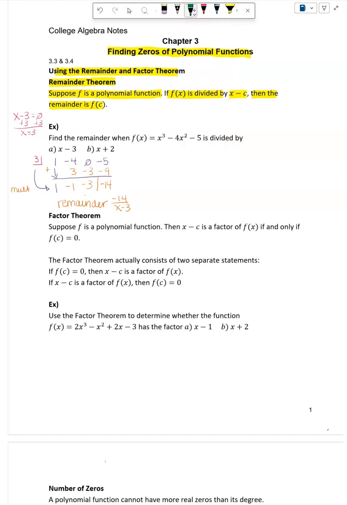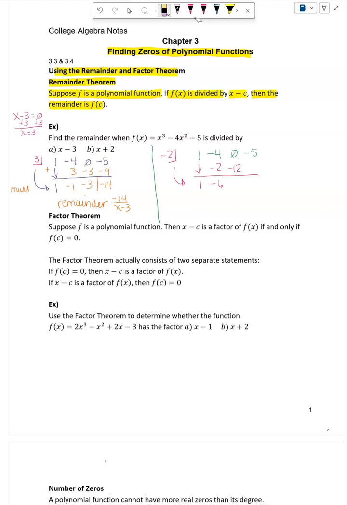Now let's do b. We're still going to have the same coefficients, so it's going to be 1, negative 4, 0, and negative 5. But this time, in our little box, we're going to have a negative 2. So we're going to drop this one like he's hot. Negative 2 times 1 is going to give us a negative 2. This is going to give us a negative 6. Remember, we multiply it this way. Negative 2 times negative 6 is a negative 12.